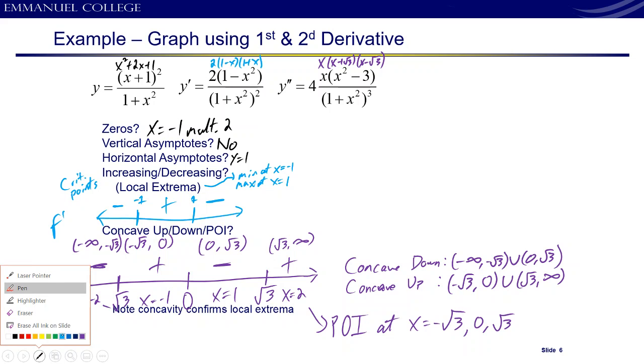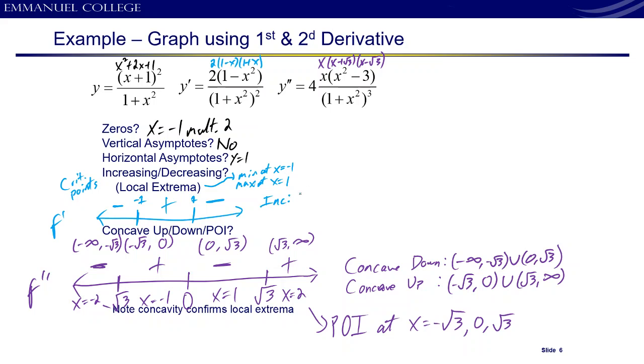And then if we want to know where our function is increasing, it's increasing from negative 1 to 1, and it's decreasing from negative infinity to negative 1, union 1 to infinity. Now the absolute extrema, we know that if we're going to have them, they're going to be at either negative 1 or 1.